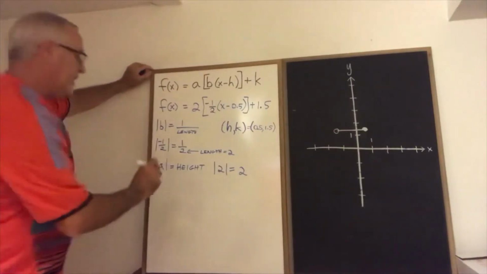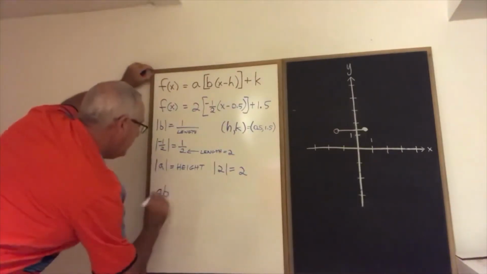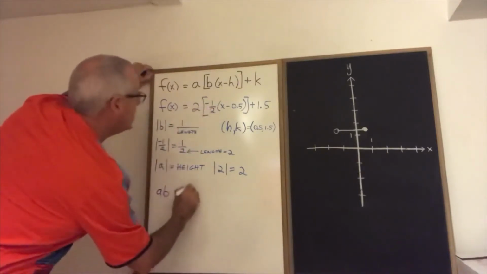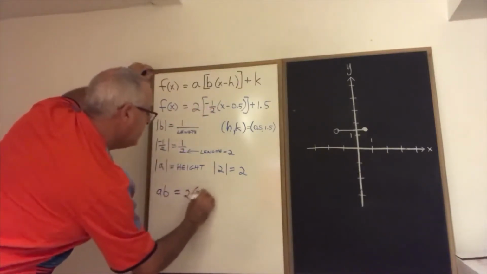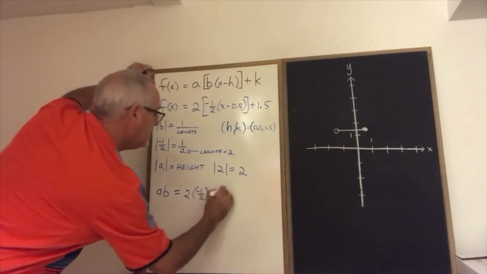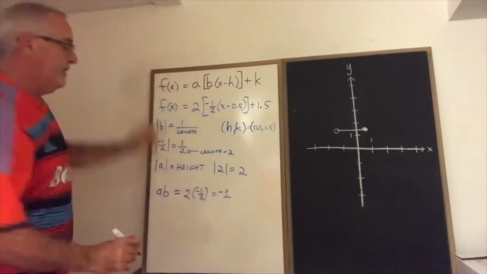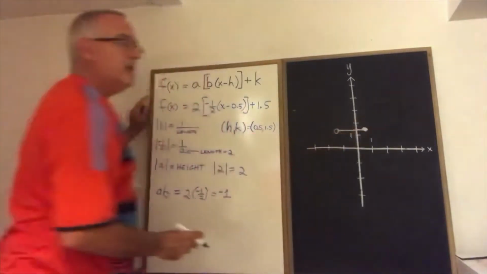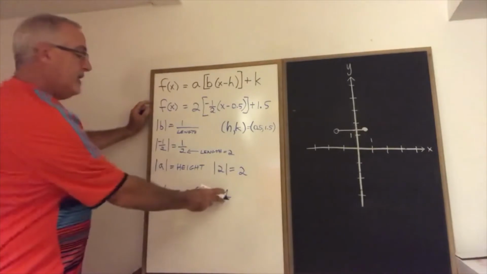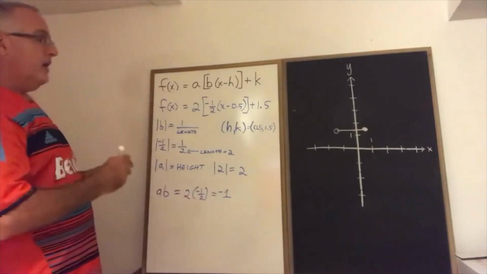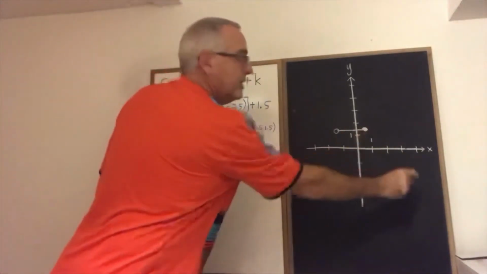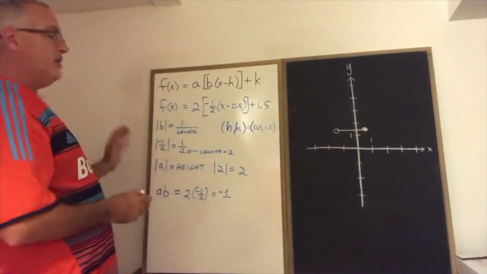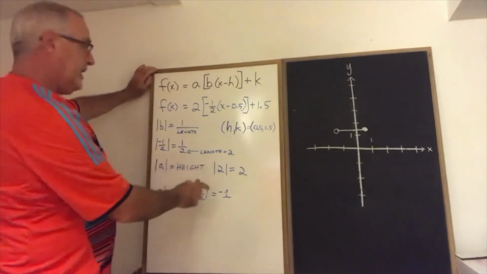I need to also find AB. AB, the product of parameters A and B, in this case is 2 times -1/2, which is -1. That is the slope of the imaginary line that connects all of the closed circles on my steps. The slope is negative, so that means that line would have a negative slope, which means that we are going downstairs. We have enough information now to start drawing our other steps.